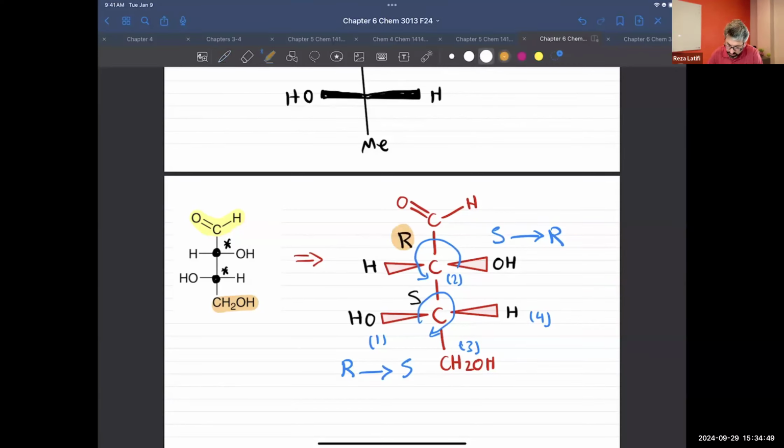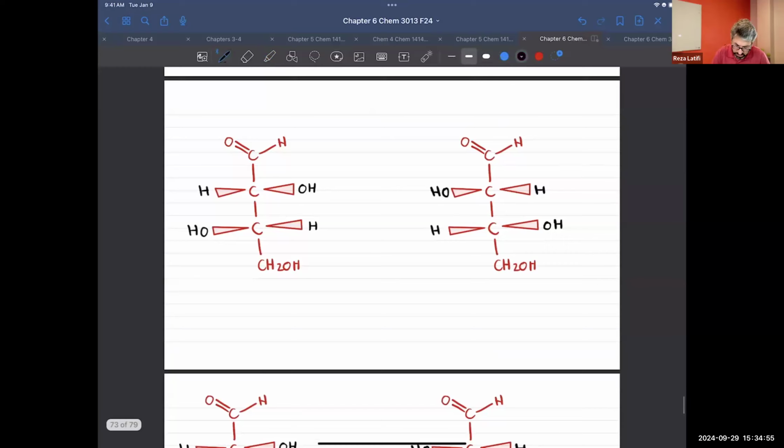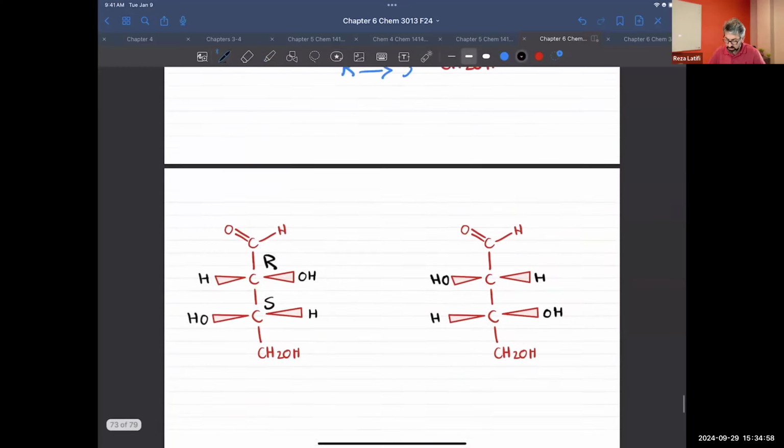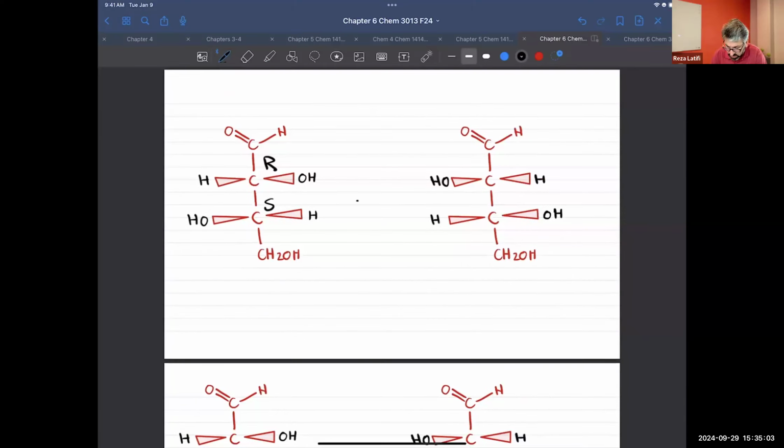And I'm going to highlight them. Those are the right configurations. Okay, so we got R and S. Let's write them: R and S. Now, I want to know what's the relationship between these two. So what did I do? Track OH. OH is on the right side here, and OH went to the left side. How about this OH? This OH used to be on the left side, and now we moved it to the right side. So we flipped the position of the OHs. We had R and S. If you flip the position of which substituent?